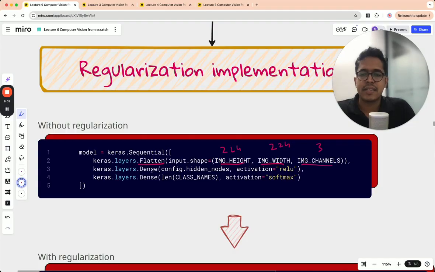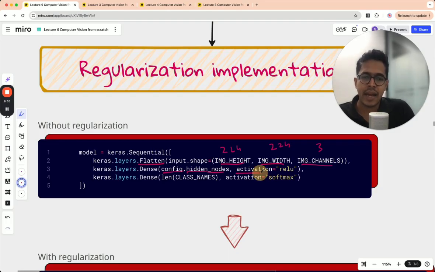Then we had a dense fully connected layer from flatten to the next layer. In this, we defined a configuration which held the number of hidden nodes. This was done because in Weights and Biases, we wanted to do hyperparameter tuning. So we tried 128 nodes, and we tried 64 nodes in the hidden layer. In today's lecture, we'll be using 128 nodes, so the value of config.hidden_nodes will be 128.